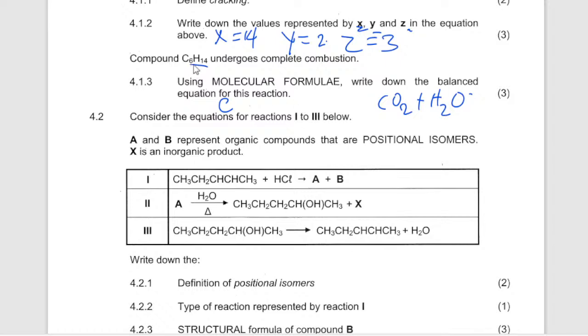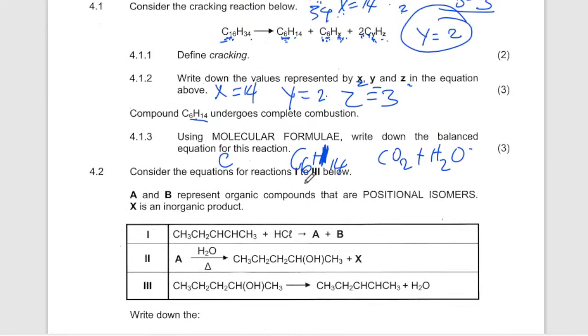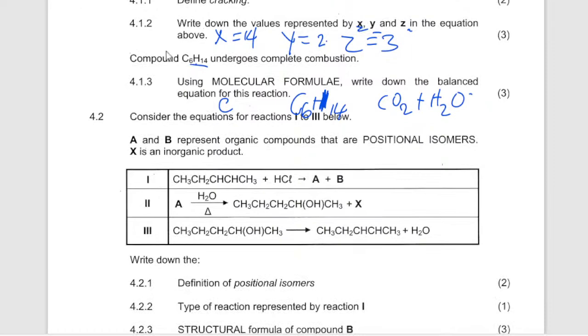But now they're saying that this compound is C6H14. Even here it is showing C6H14, so automatically this is 14. You see, it can't be 12. Anyway, you can also use that technique just to identify it. C6H14 plus oxygen, then the reaction.